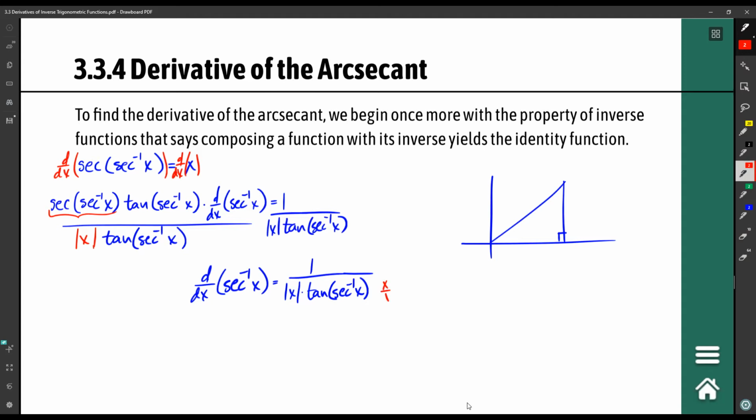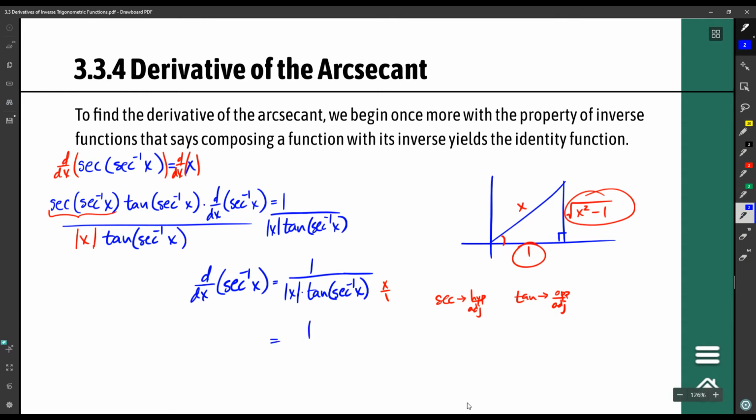So if we go to our right triangle ratios, the secant is, of course, hypotenuse over adjacent. So that means the hypotenuse of this triangle is x and the adjacent side is 1. And then by the Pythagorean theorem, we would look at the opposite side to that angle as being the square root of x squared minus 1. So we're looking for the tangent of that angle, and we remember that tangent is opposite over adjacent. So the opposite side is root x squared minus 1. The adjacent side is 1. So we can replace tangent of inverse secant with just root x squared minus 1.